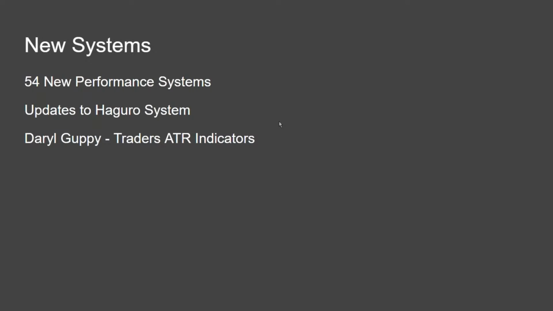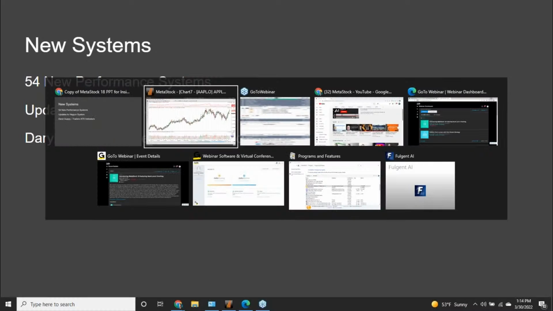And then we also added the Daryl Guppy Trader ATR indicator, which is kind of like a stop loss that you can use with any system. It's Daryl Guppy's stop loss that he uses. We'll go through that.